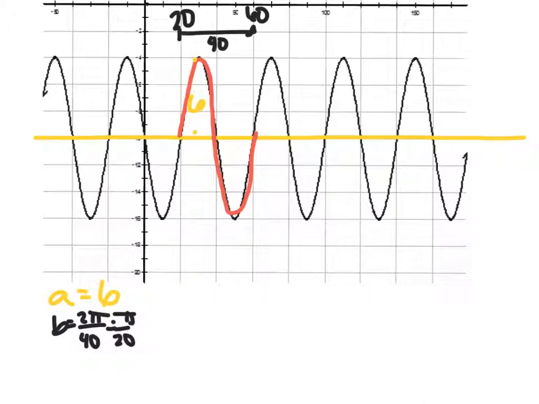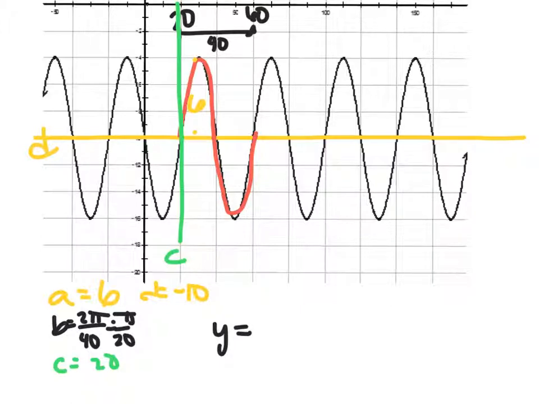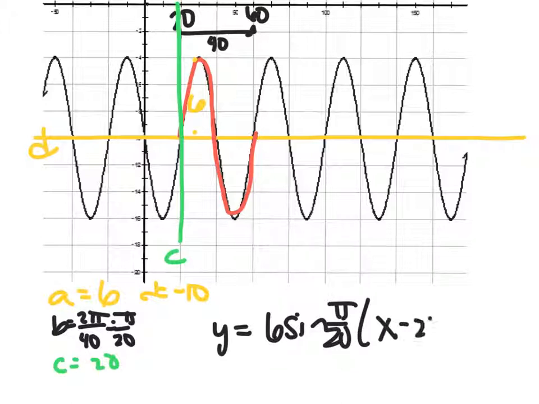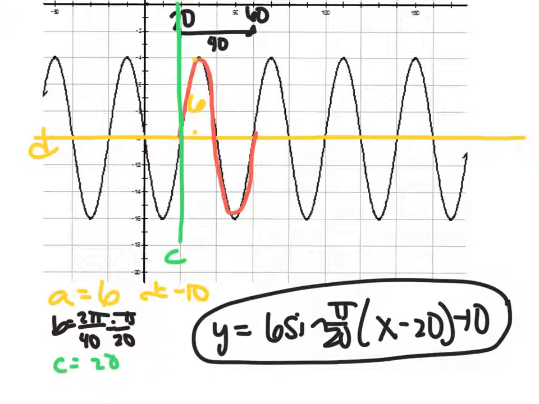I'm starting here, so this is my C, so I'm starting at 20. And my midline was here. That was down 10. So my equation is going to be y equals 6 sine pi over 20 (x minus 20) minus 10. That takes into account all of your stuff.